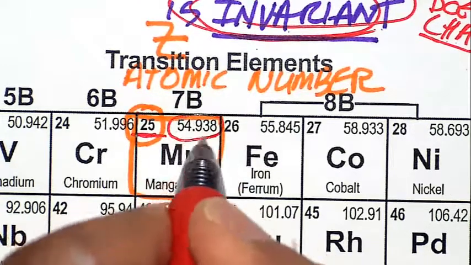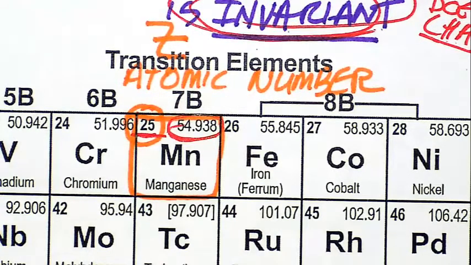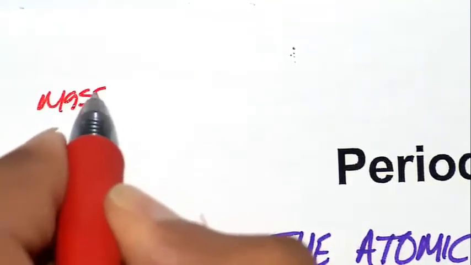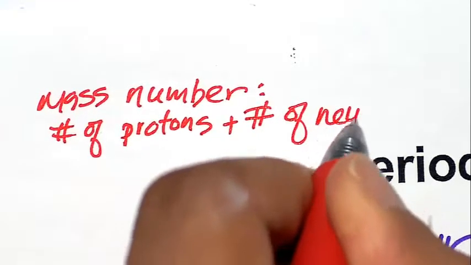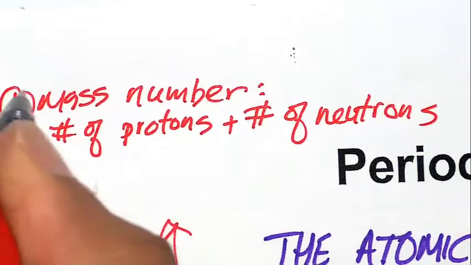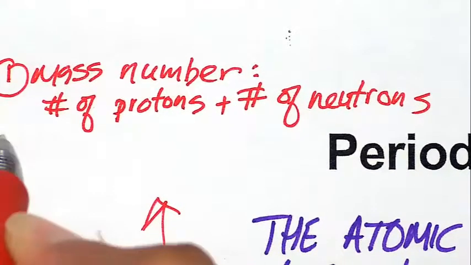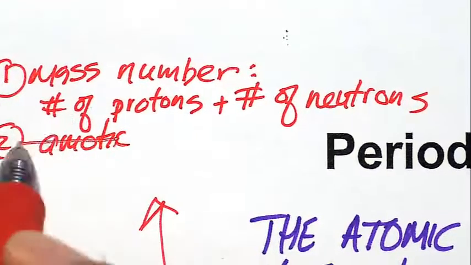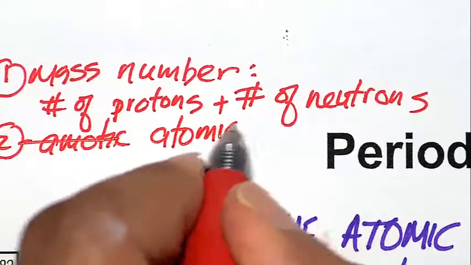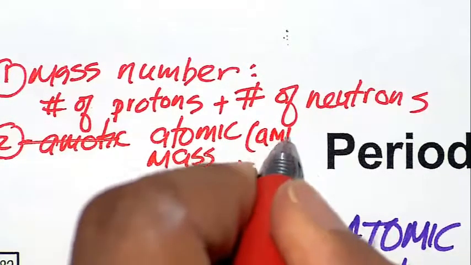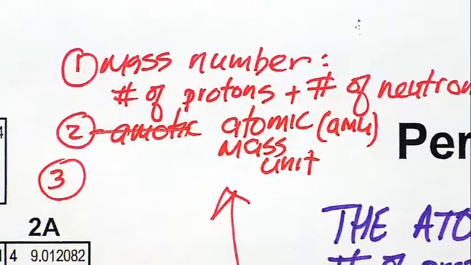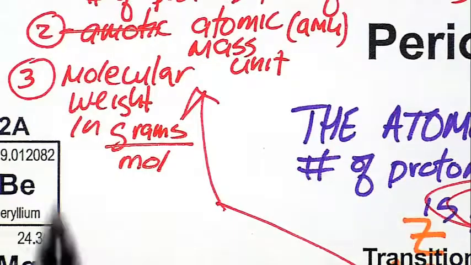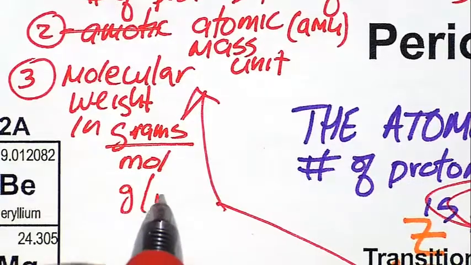Now let's look at this number. This 54.938 is called the mass number. It is the number of protons and neutrons. Protons plus number of neutrons. That's one definition of that number. Is the atomic mass unit. Atomic mass unit, it's our AMU. And very, very important, it's the molecular weight in grams per mole. Grams per mole, or g per mole.